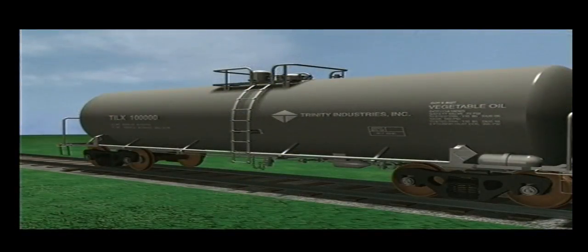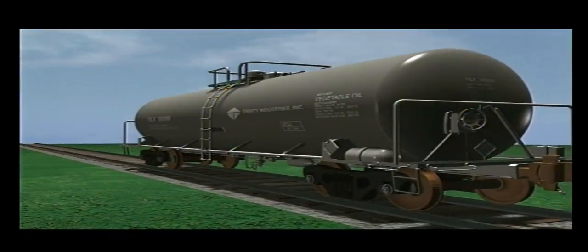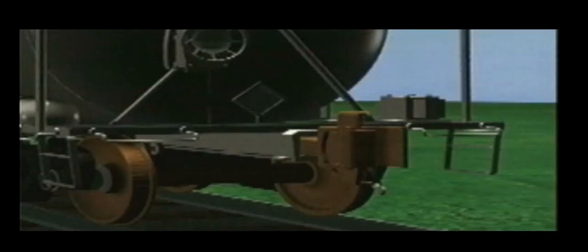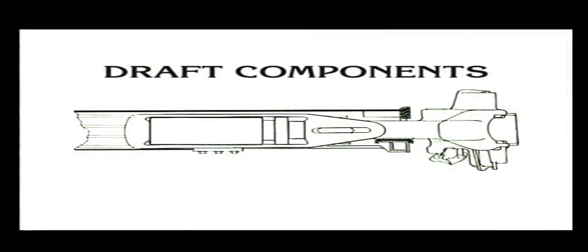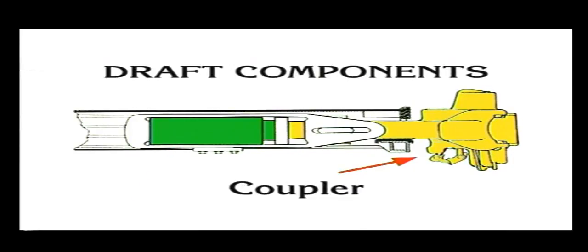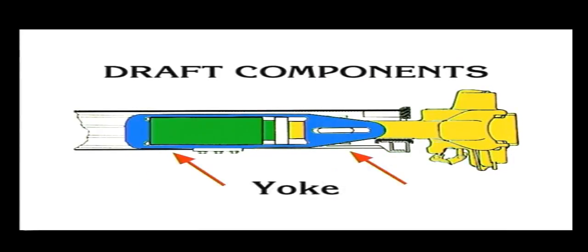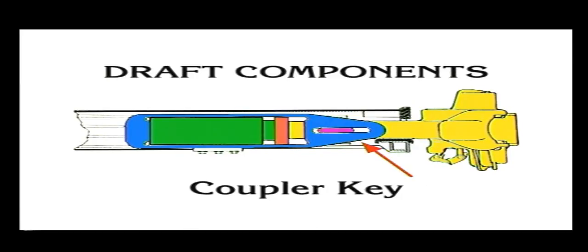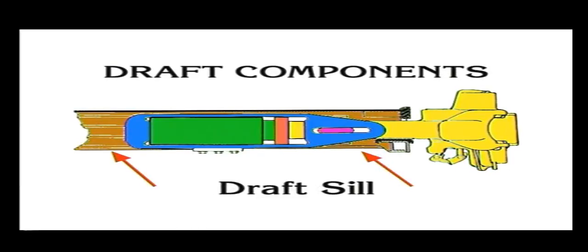The underframe also provides a location for the installation of draft components. These components will provide the means to couple one car to another, as well as absorb the loads. The components are the draft gear, which acts as a shock absorber when the car is pushed or pulled; the coupler, which is the actual connection device to the other cars; the yoke, which holds the draft gear and coupler in place; the follower block, which transfers loads from the coupler to the draft gear; and the coupler key, which holds the coupler in the draft sill.